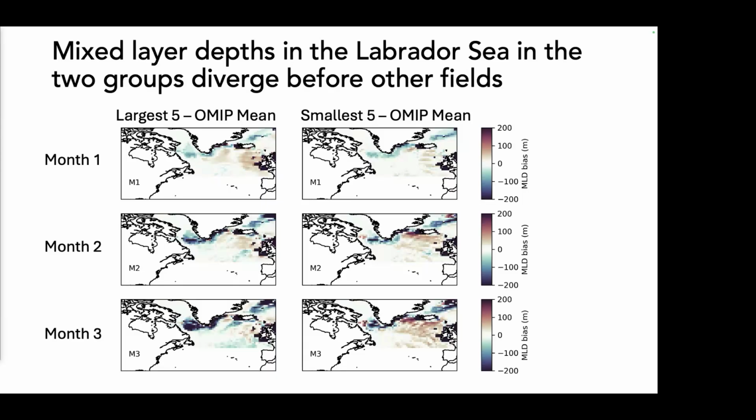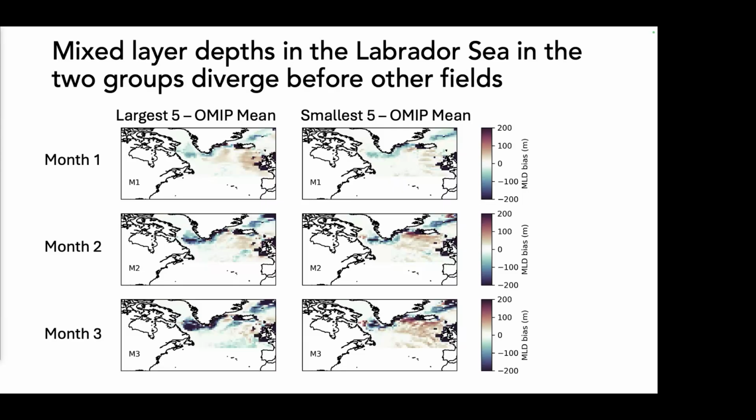Something is going wrong in some of the models, particularly when it comes to mixing processes, and this is triggering a positive feedback that strengthens the subpolar gyre and ultimately ends up weakening the AMOC, and those 2 things hold each other in place together.